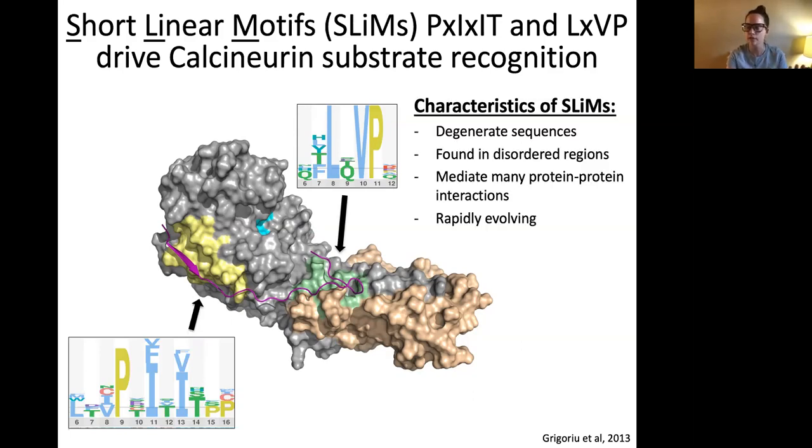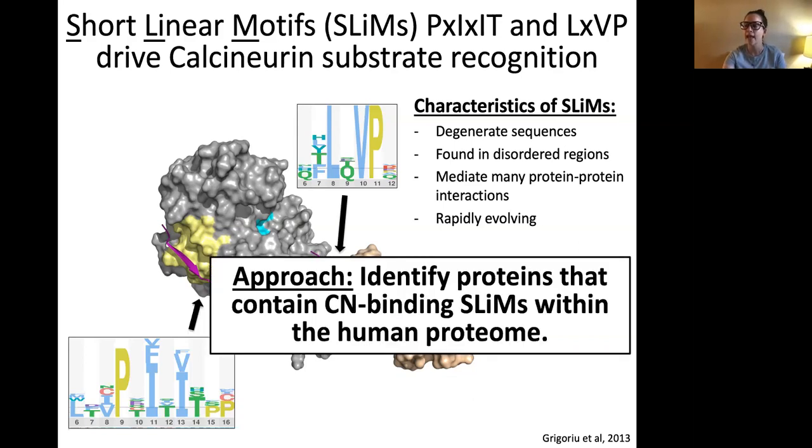So as I'm sure many of you working on phosphatases are aware, SLIMs are a type of sequence motif that are defined as being degenerate sequences that are found primarily in disordered regions of the proteome. They mediate many protein-protein interactions, especially in phosphatase substrate signaling networks, and they are rapidly evolving. So because we know that calcineurin interacts with substrates via these two PxIxIT and LXVP motifs, the way that we're approaching this problem is to go to the proteome experimentally and computationally and identify proteins that contain calcineurin binding SLIMs using various approaches.